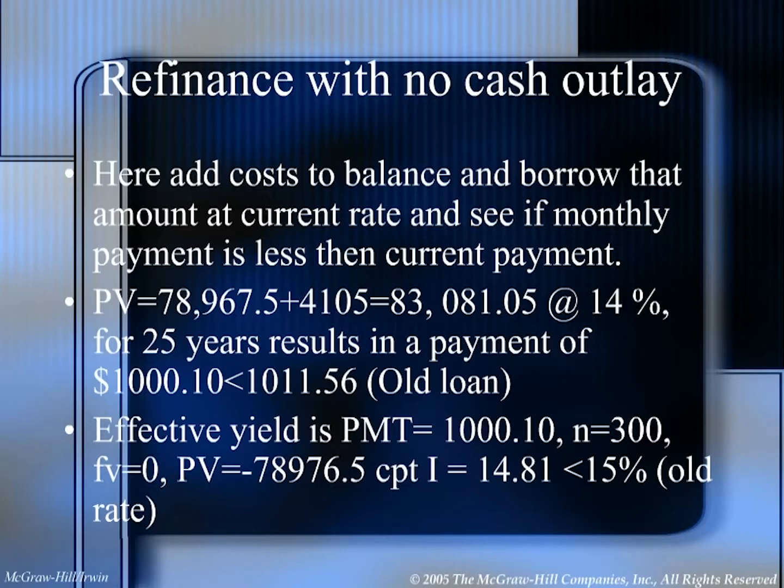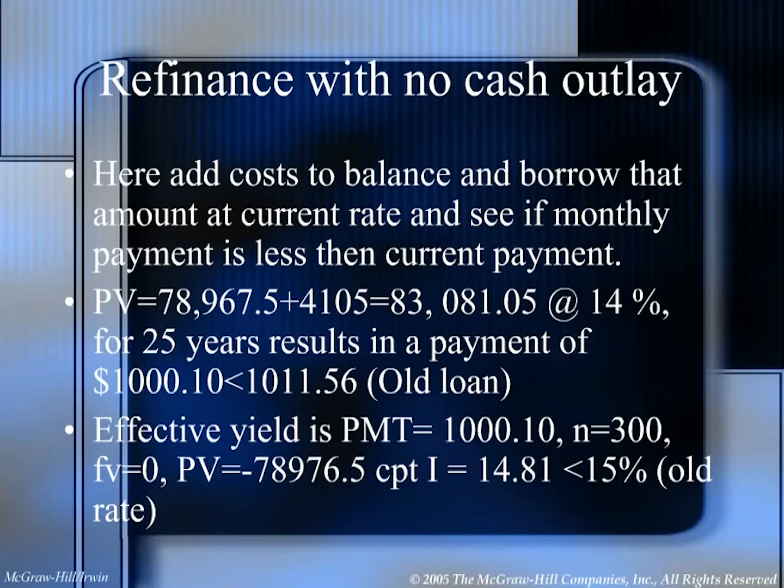So the payment, again, the $1,000.10, is going to be for 25 years, so N is 300, fully amortizing, so the future value is 0. And the amount that you're going to actually receive is the amount that you need to pay off the balance. Even though the loan is going to be for the $83,000, you only receive from the bank $78,976, which immediately you turn over to pay off the old loan. That's exactly what the balance is.